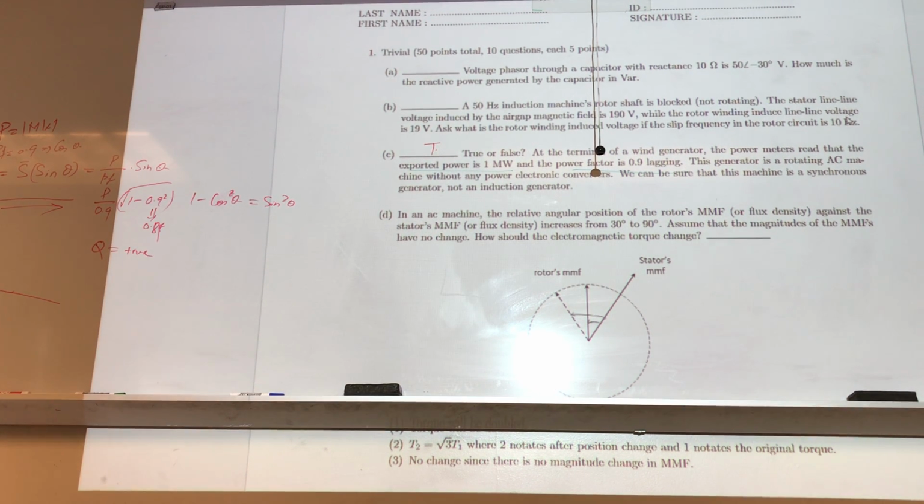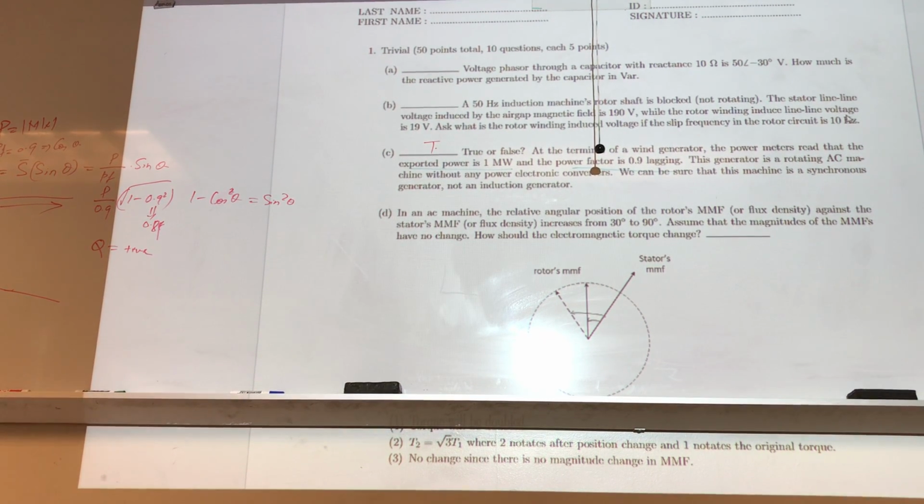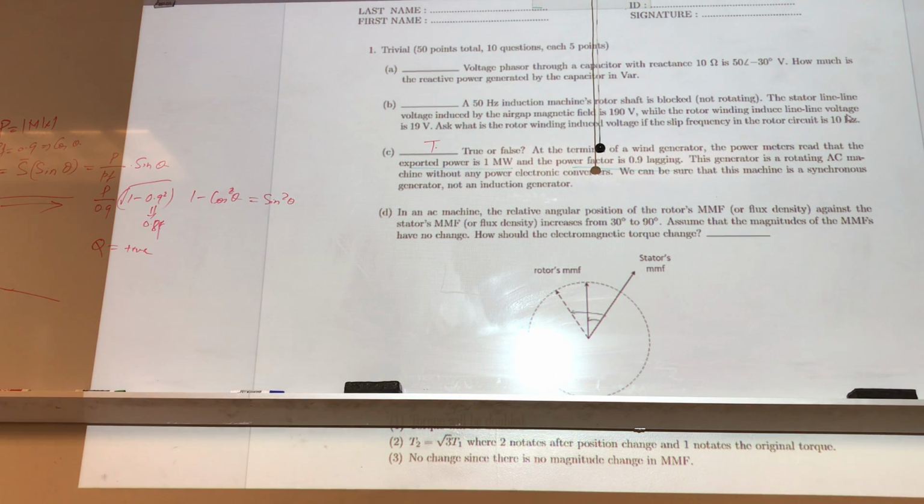Then let's go to the next one. So just to clarify, a synchronous machine will give out reactive power? Yeah. A synchronous machine can do both. It can accept or give out. But induction will always accept, consuming reactive power.